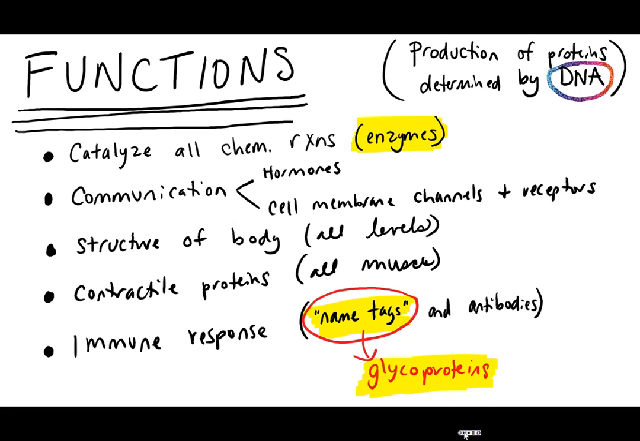Look here at all the important functions of our protein. So of course we need our enzymes so that we can have our chemical reactions. We need our hormones and our channels and our receptors to be shaped correctly. We need the structure of our body and our contractile proteins to be working. All of these important functions for our protein are dependent on those proteins having the correct shape.